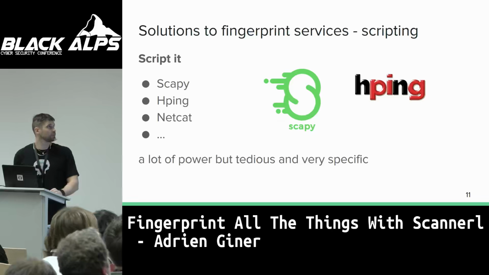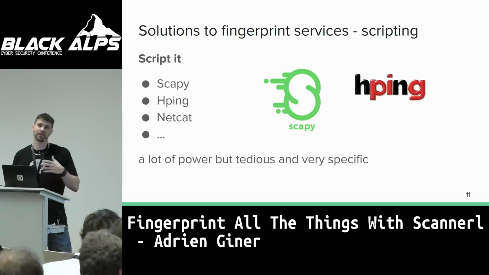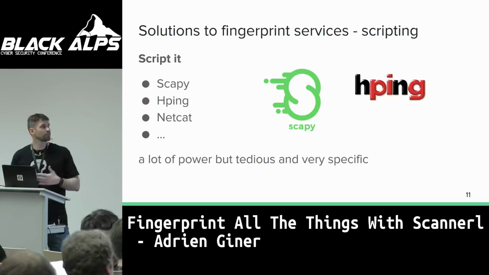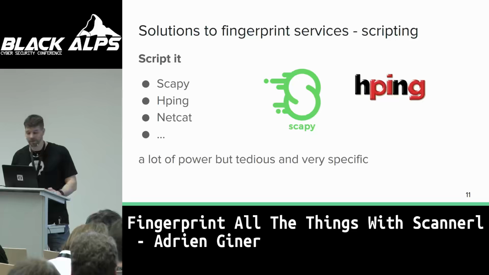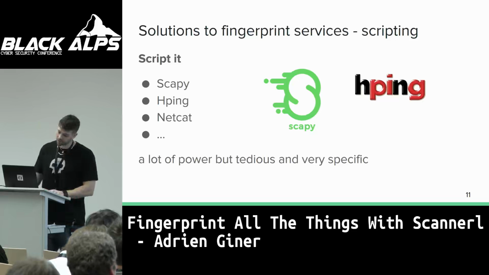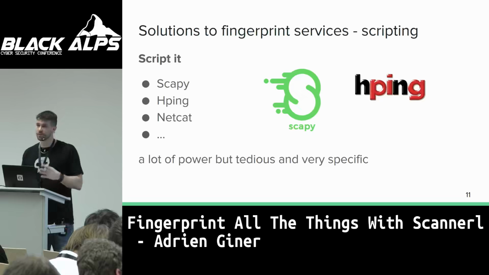There exist multiple tools for doing that. One of them is Scapy, a Python library that allows you to forge packets in order to produce an exchange with a remote host, or also hping, which is a Unix tool that also allows, by providing specific payloads, to interact with the service you want to fingerprint.